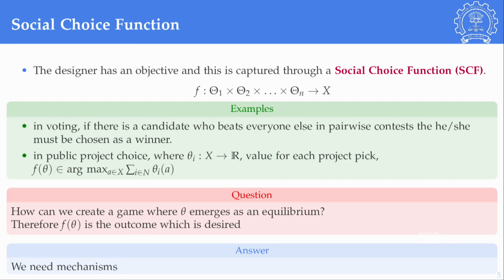Now the question is, can we actually design a mechanism where in the equilibrium everybody will reveal theta truthfully? We have already seen the truthful revelation kind of example, and if I can do that, then every rational agent will reveal their types truthfully and will satisfy the social choice function. Our objectives are met. That's all.